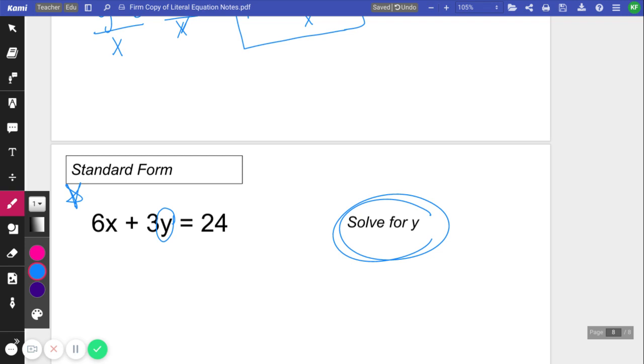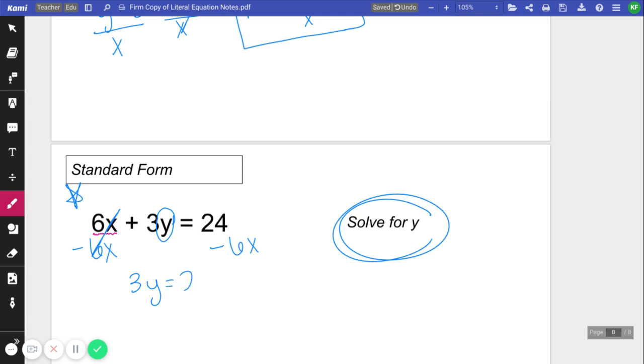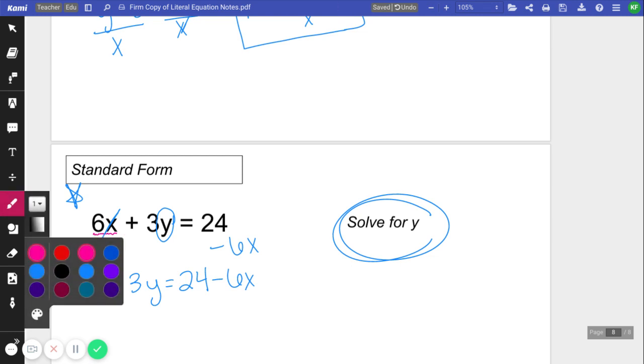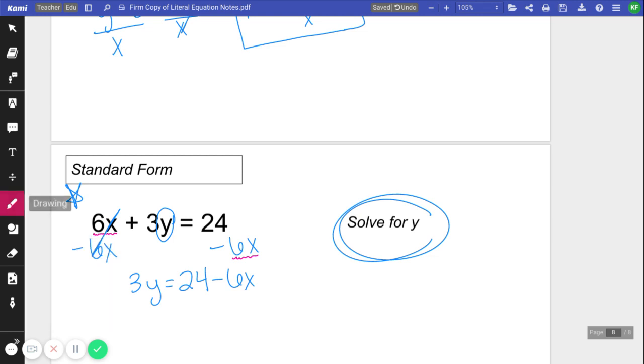3y is stuck together. They can't be separated until they're the only thing on their side. So that means I need to move this group right here, 6x, over to the other side. And to do that, we're going to subtract it. So I drop down 3y, and it's equal to 24 minus 6x. Since there's an x on the 6, I can't take away an x from a term that doesn't have an x in it. So that's why we just keep them separated as 24 minus 6x.